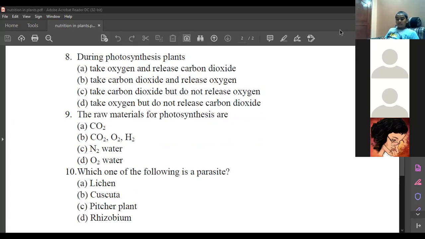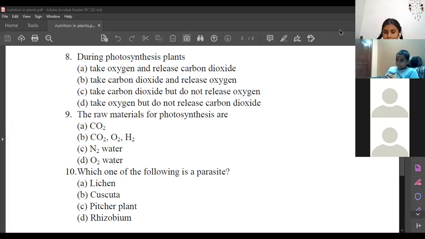Is it O2 and water? Sir, it's only A, CO2. The raw material for photosynthesis is CO2, right? Yes, it is required for the photosynthesis process. But N2 is not required, O2 is not required, and H2 is also not required. So the remaining three options are wrong. Option A is correct. Along with carbon dioxide, water is also required, but out of the given options, the others are wrong.